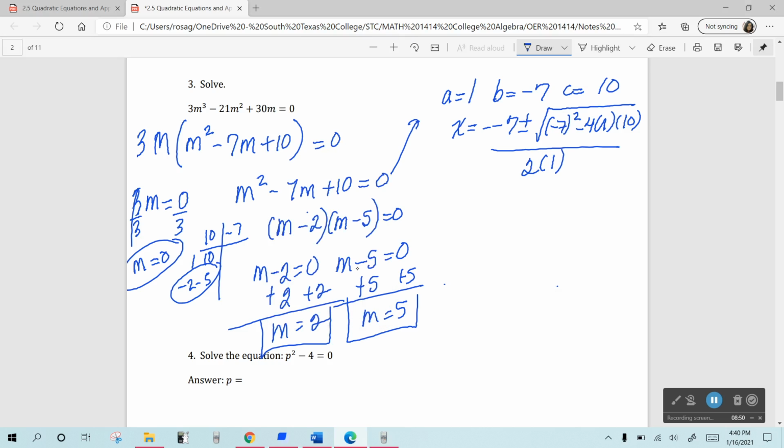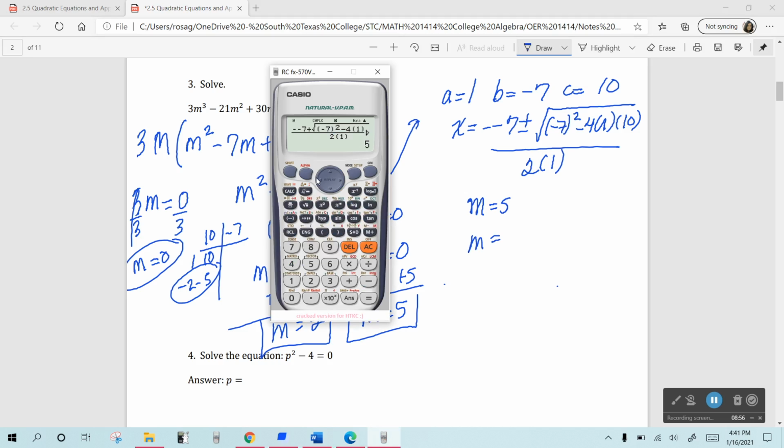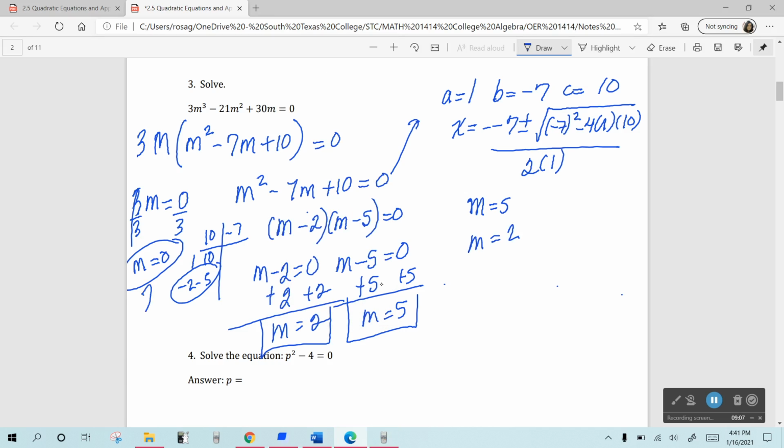And I get 5. Then I'm going to do the minus. And I get 2. And don't forget that we still have that 0 over here.